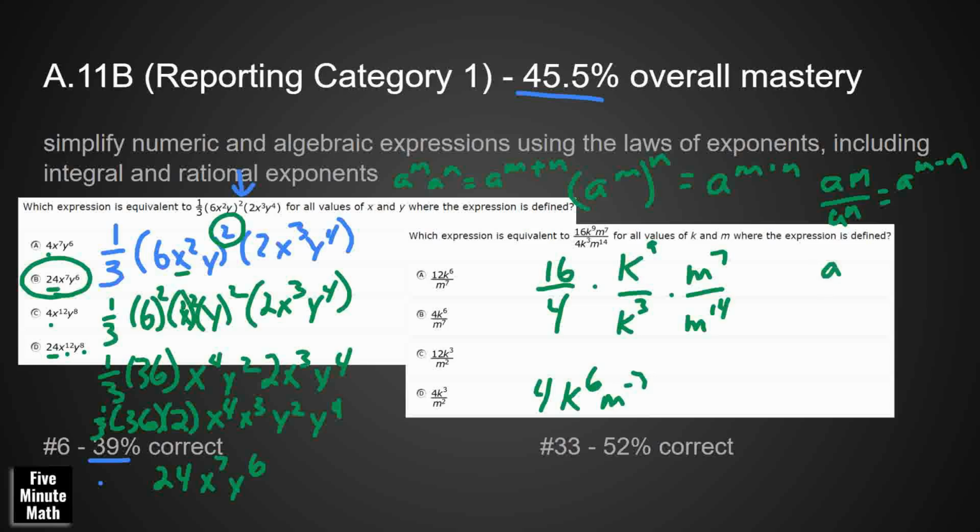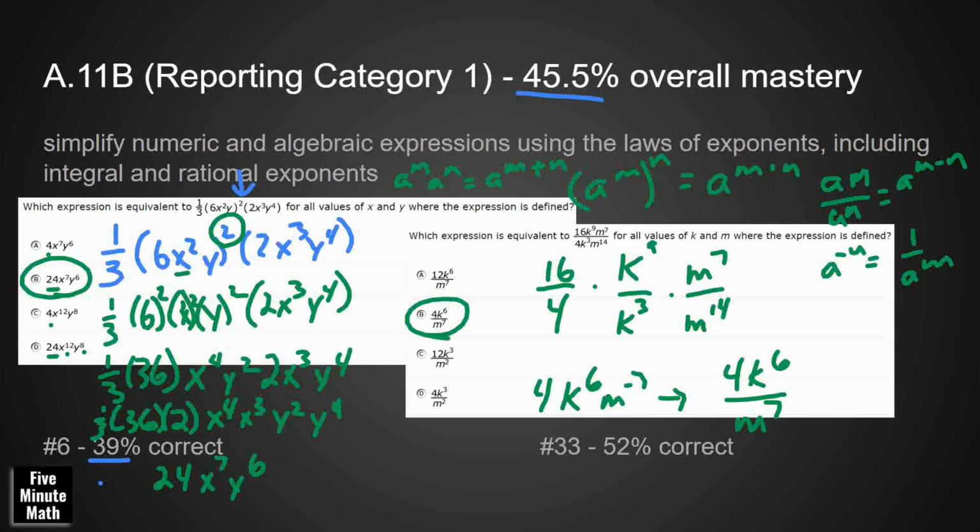Well, a to the negative m equals 1 over, you just actually put it in the denominator, 1 over a to the m. So we're going to end up taking this 4k to the 6, and we can actually just drop that m to the 7 into our denominator. So we got our answer there as B.